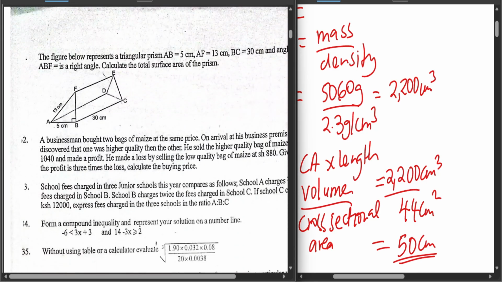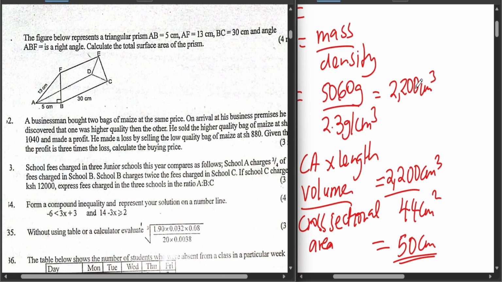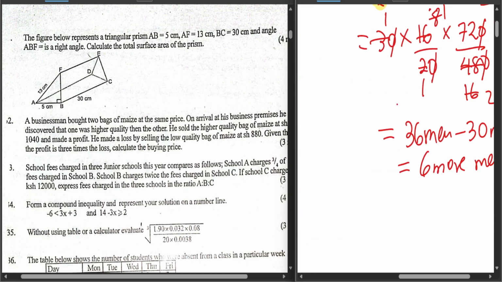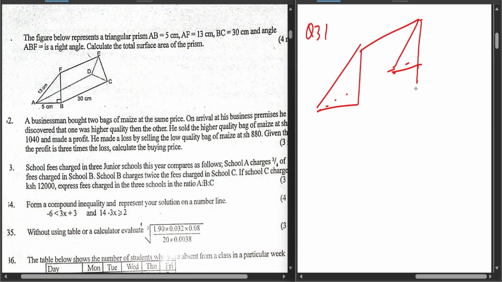Now let's scroll down a bit. Now let's continue with the other question. I think we've used the space. Let's use this. Now you have a prism, question 31. You have a prism that looks like this.